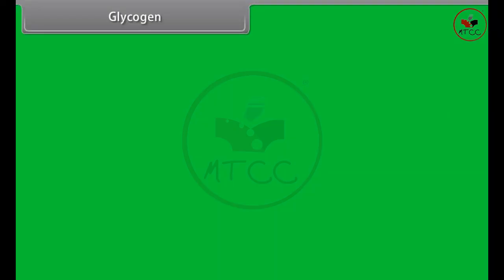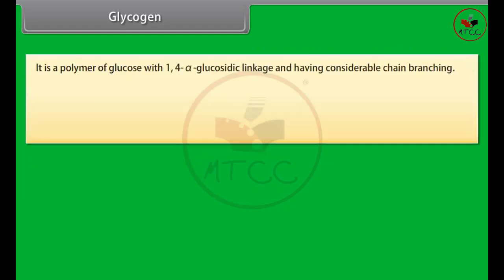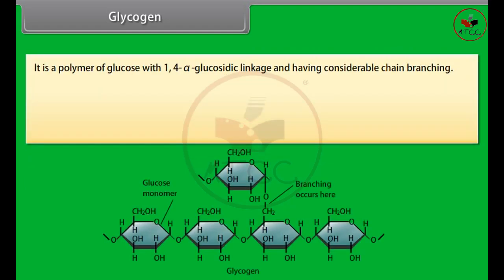Glycogen. Glycogen is a multi-branched polysaccharide that serves as a form of energy storage in animals and fungi. In humans, it is made and stored primarily in the cells of the liver and the muscles and functions as the secondary long-term energy storage. It is a polymer of glucose with 1,4-alpha-glucosidic linkage and having considerable chain branching.